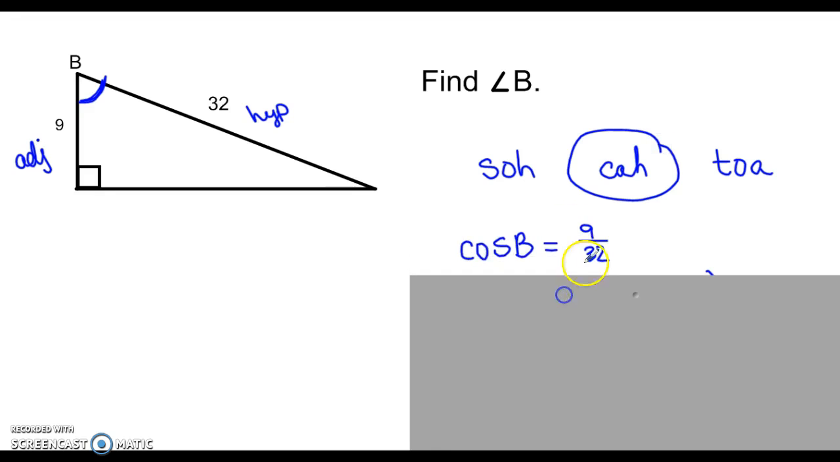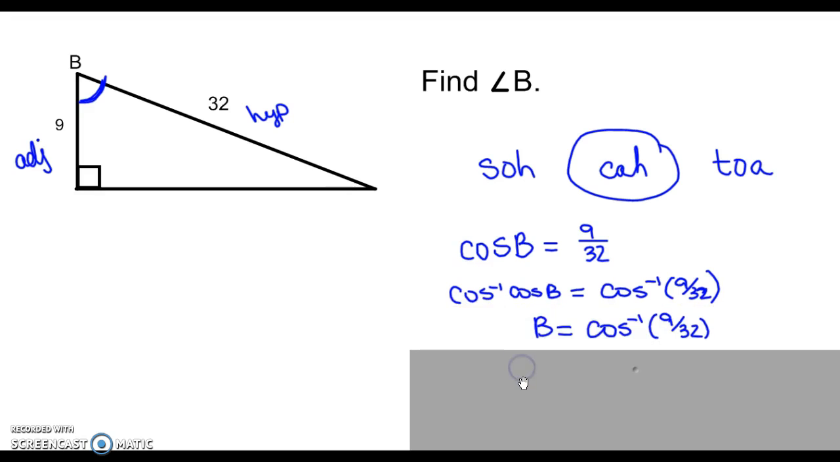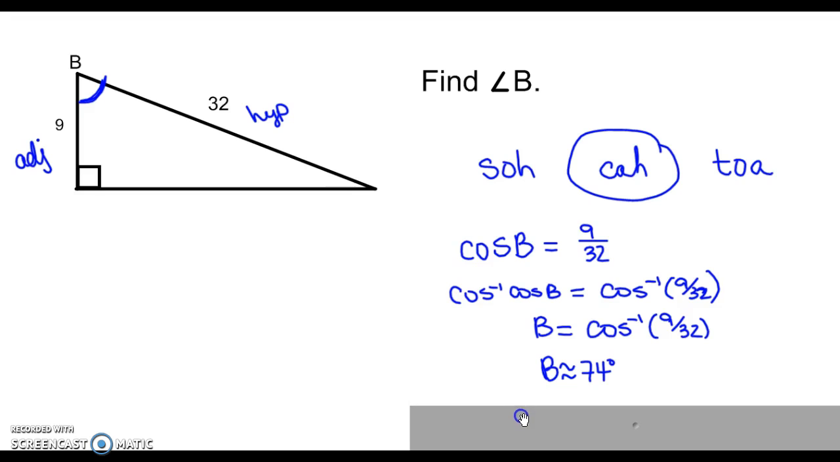So we can set it up. The cosine of angle B is the ratio of my adjacent over my hypotenuse, so 9 over 32. And then we're going to take the cosine inverse of both sides so I can get B by itself. So B is equal to the cosine inverse of 9 over 32. And when we plug that into our calculator, B is approximately 74 degrees. So the only time you're going to use your cosine inverse, your sine inverse, and your tangent inverse is when you're trying to find an angle. Otherwise, the sine, cosine, and tangent will allow us to find side lengths.